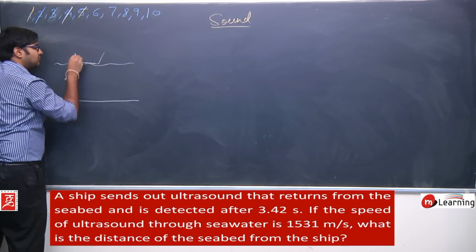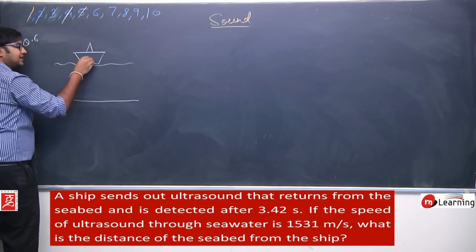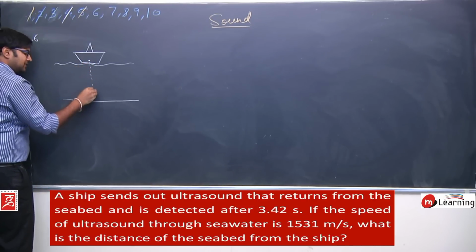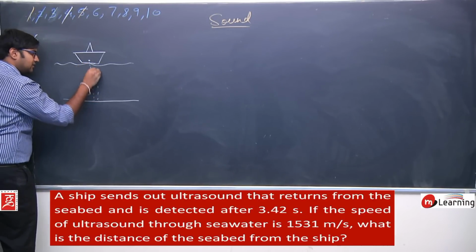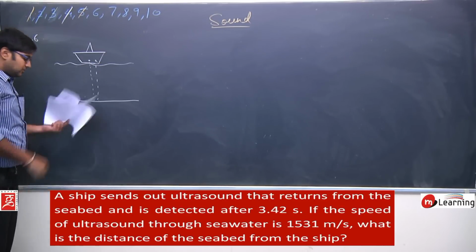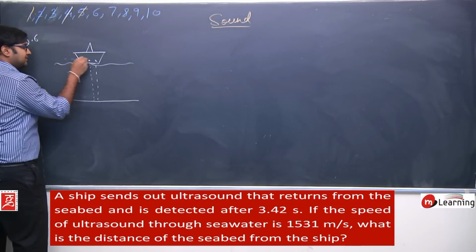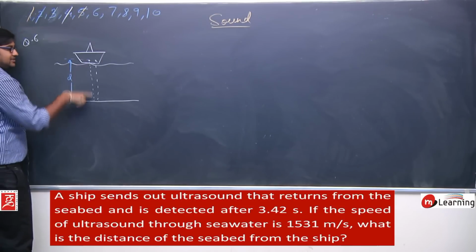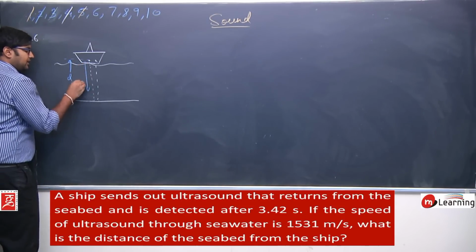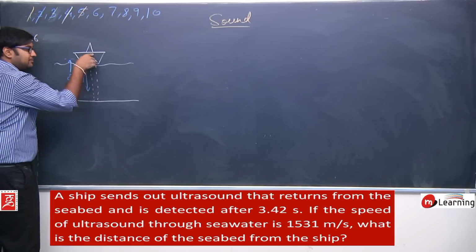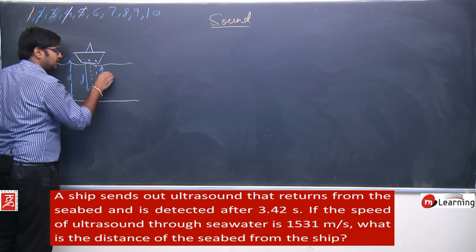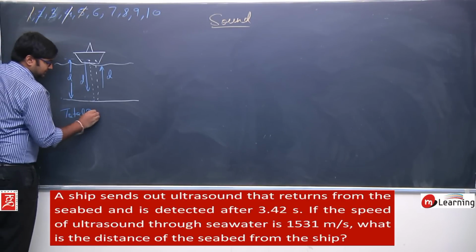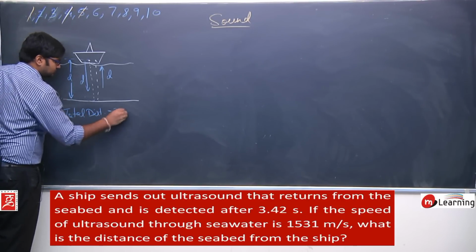At the surface of the water we have the ship which is sending out the signal. The ship will send out the signal which gets reflected from the seabed and returns to the ship in this way. If I assume that the distance between the ship and the seabed is d, the distance travelled by sound is d, first from ship to the seabed and then from the seabed to the ship is again distance d. So the total distance is 2d.